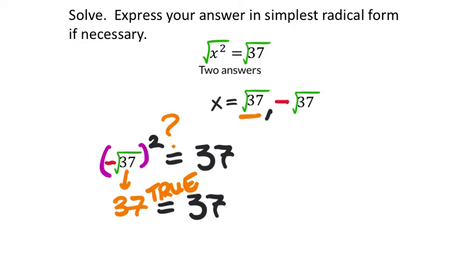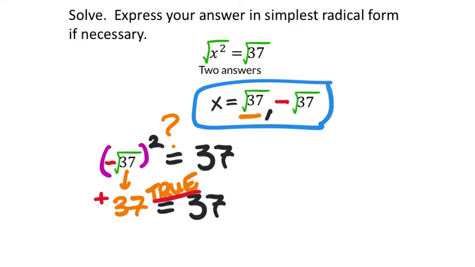But what happens if we make it negative? Well, it's negative square root of 37 times also a negative square root of 37. This will produce a positive 37 as well, which means that that also is true. And so we see that both answers that we've shown will, in fact, make the original equation a true statement. Therefore, these two are our solutions, which is what we want.